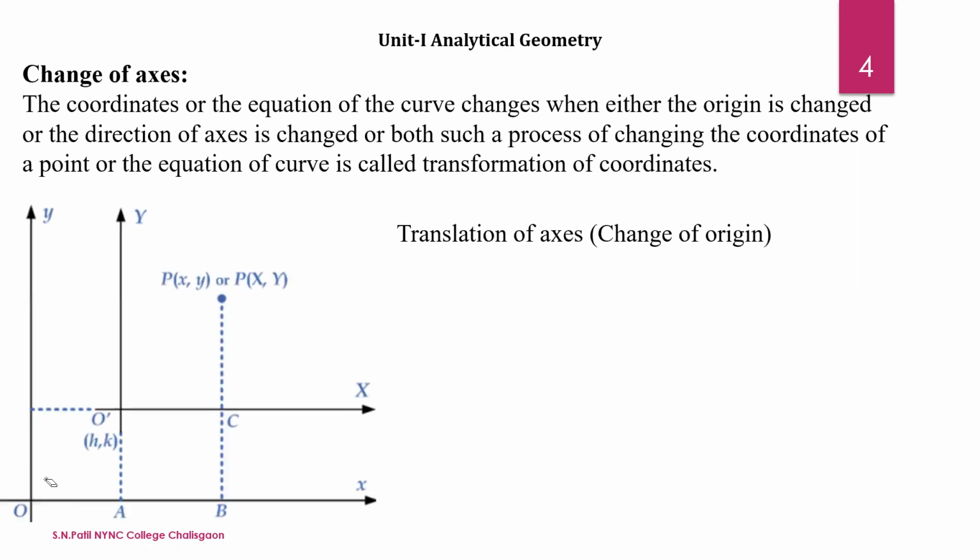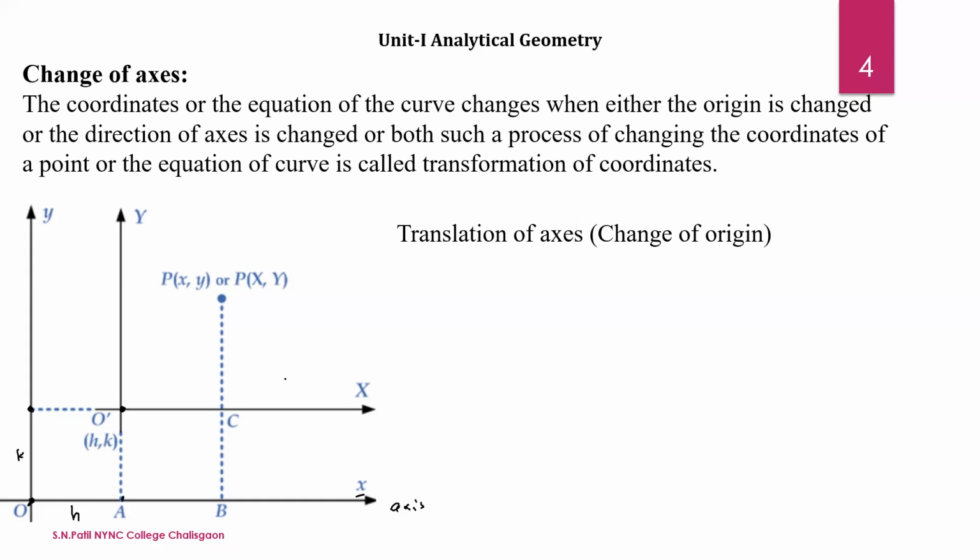Now let us trace the diagram. This is the x-axis, and this is the y-axis. Now this is the fixed point, the origin. Now we shift this origin to an O dash point, whose distance from the origin along the x-axis is h, and along the y-axis is k. The coordinates of O dash are h and k.